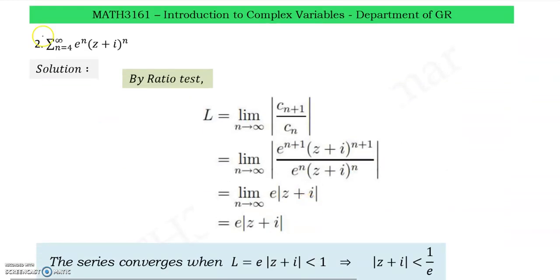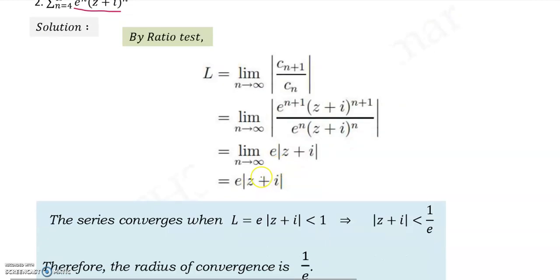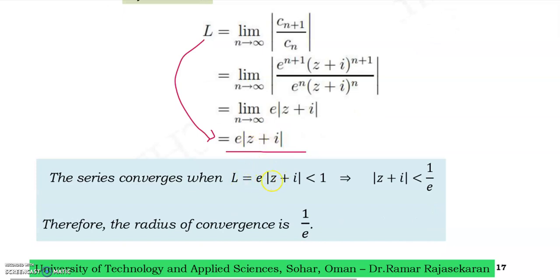Now you see another question. In this question c n is given, so you can write c n plus 1 by c n, then you apply the limit. Similarly here e modulus z plus i. After that you apply the limit n tends to infinity, so you will get only this. So we write L is equal to e modulus z plus i. If this is less than 1, then it will converge. Therefore the radius is 1 by e. Thank you.